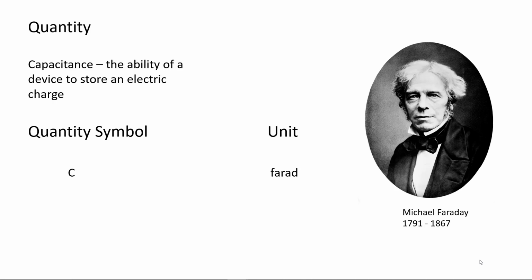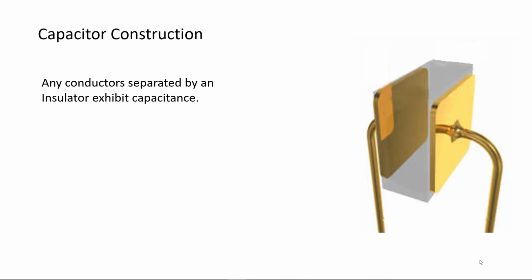Capacitance is defined as the ability to store electric charge. Capacitors are devices designed to use this ability. The unit is the farad, named after Michael Faraday, an early electrical pioneer who laid the groundwork for electromagnetic induction. Conductors separated by an insulator will exhibit capacitance. Capacitors are made by separating two conductive plates by a dielectric insulator.